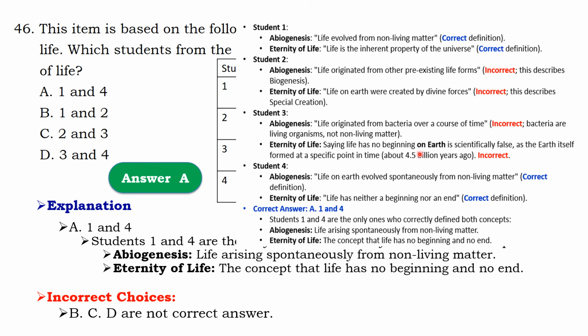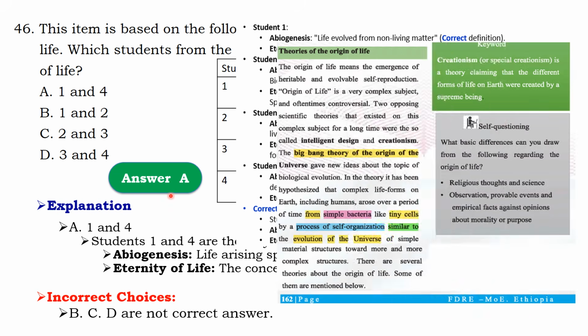About this, we can look at each student. Student 1, abiogenesis: life evolved from non-living matter, so it is a correct definition. For eternity of life, life is an inherent property of the universe, so it is a correct definition. And also students 2 and 3 are incorrect. So student 4 is correct. So the answer should be A.